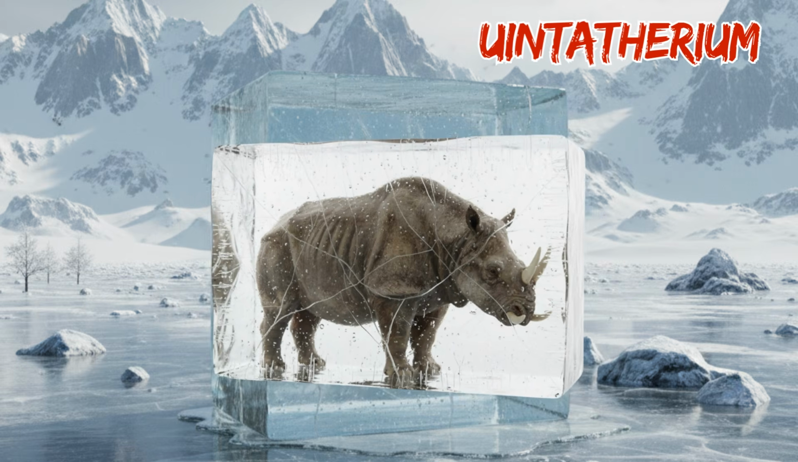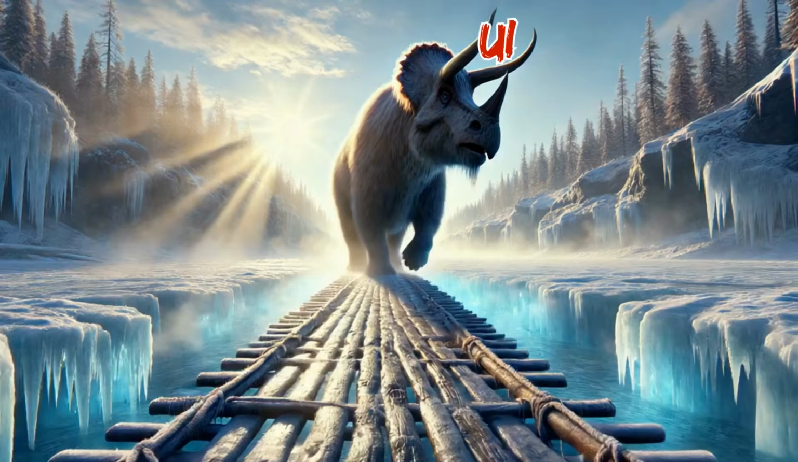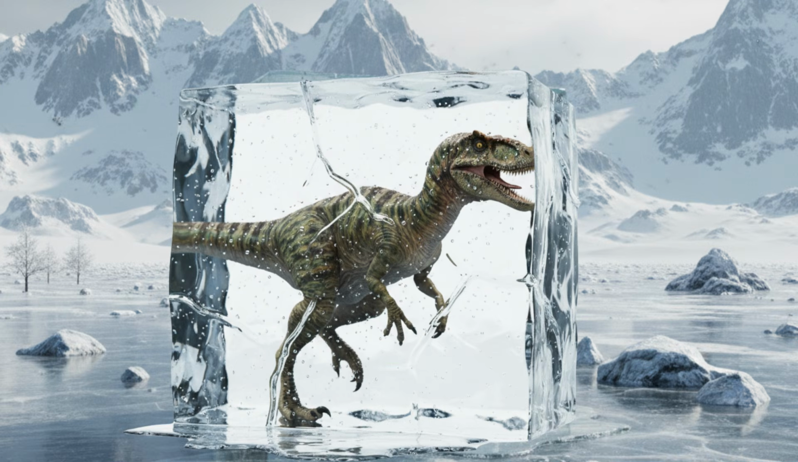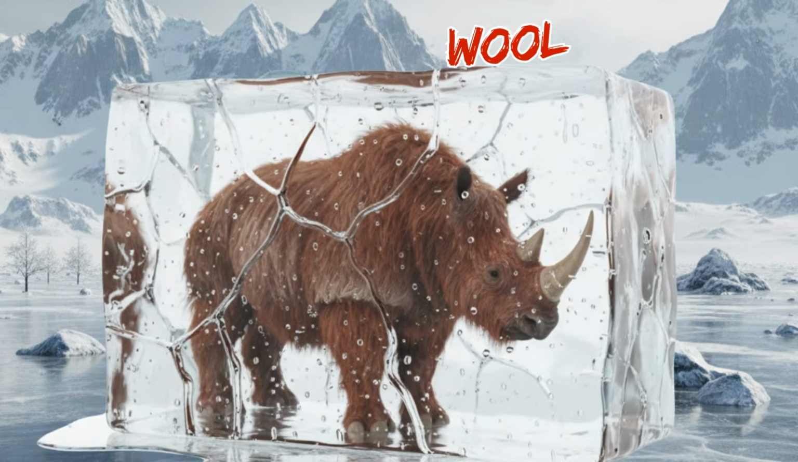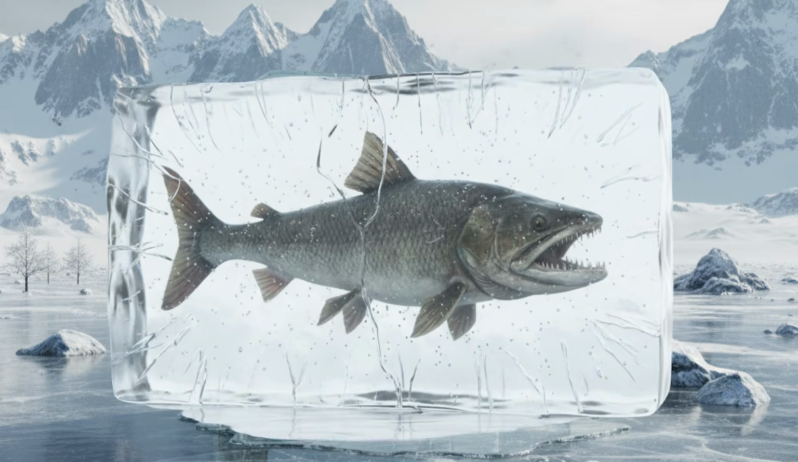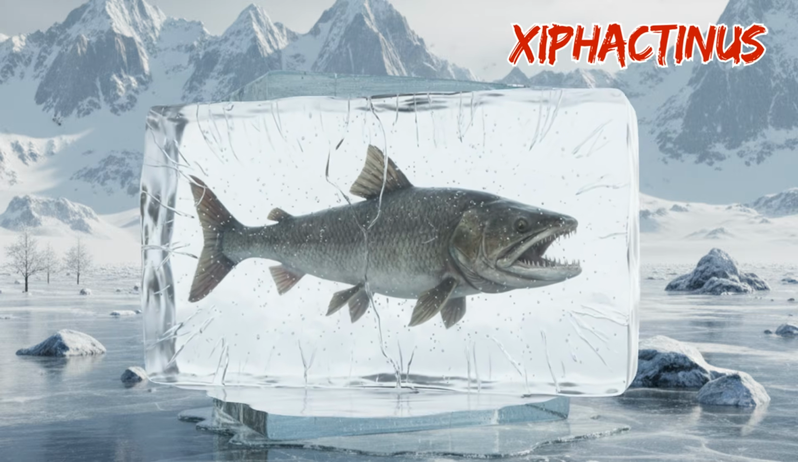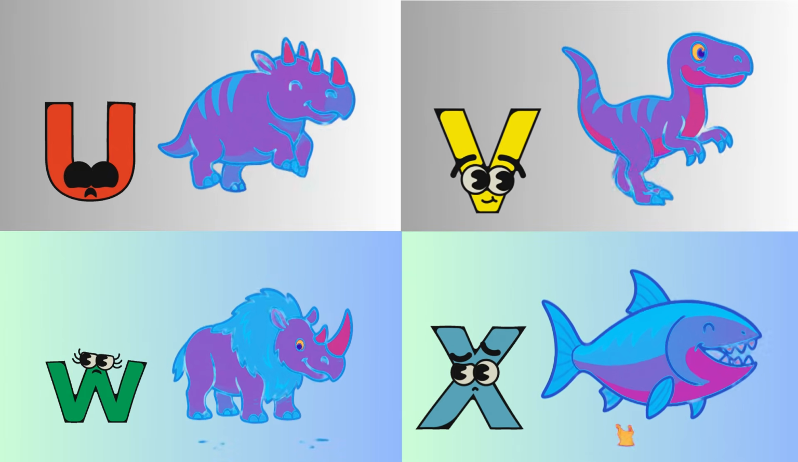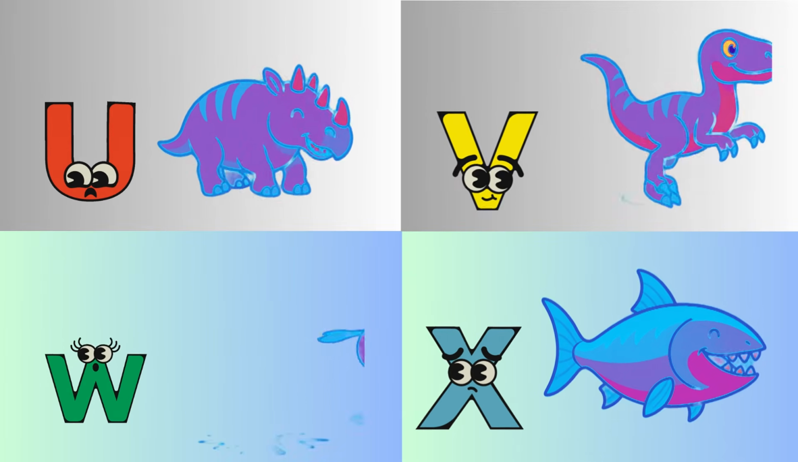U is for Utahraptor, U Utahraptor, roar roar roar. V is for velociraptor. W is for woolly rhino, W woolly rhino, snuff snuff snuff. X is for Xiphactinus, X fish, splash splash. U V W X, prehistoric safari animals.